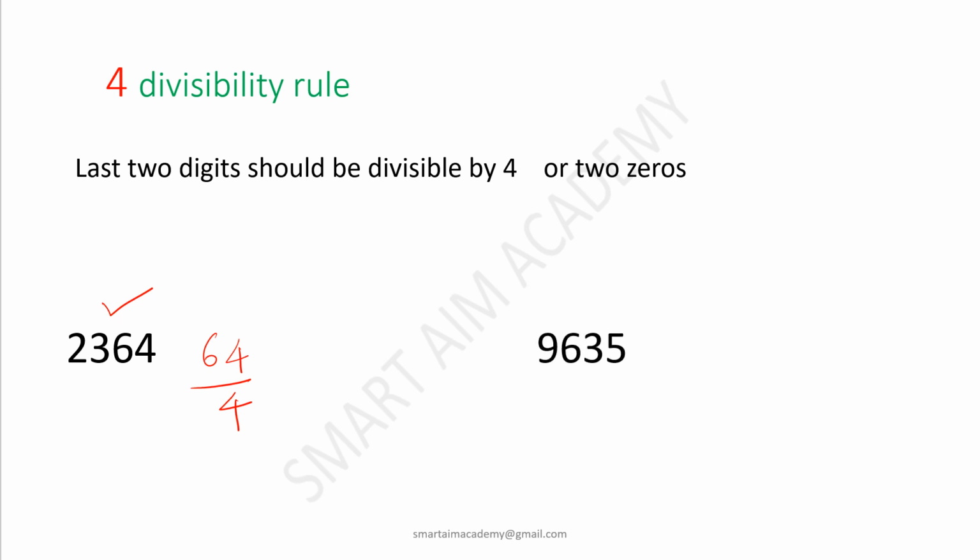Next one, 9635. 35 is not divisible by 4, so the given number is not divisible by 4.